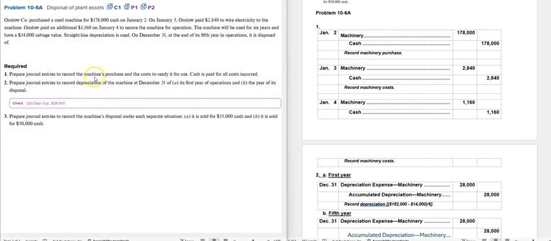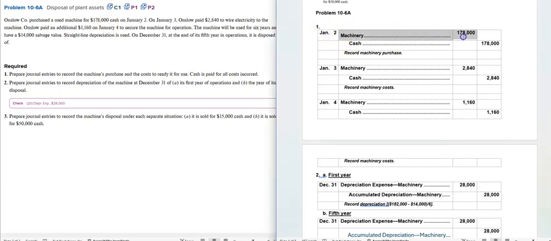So we're going to prepare journal entries initially to record the machine's purchase and the cost to ready it for use. Cash is paid for all costs incurred. Remember that very first problem. We record the machine at its original cost, and we also include in the asset account any cost to get the asset in place and ready for use, normal cost of doing so. So on January 2nd, we paid cash for the machine, recorded in the asset account.